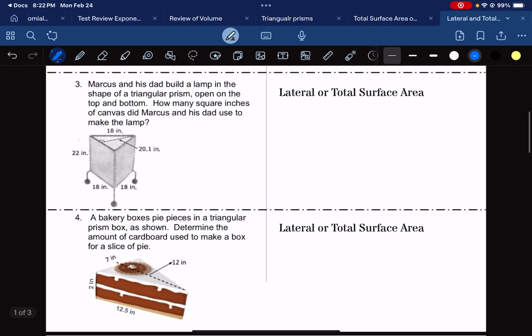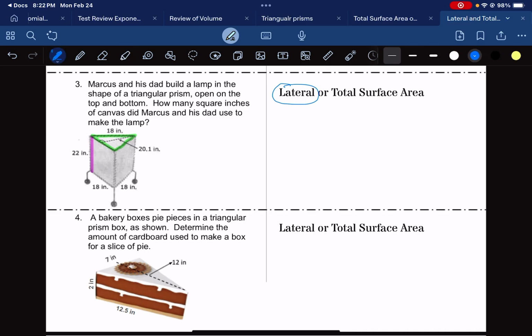Okay, Marcus's dad's building a lamp. On that lamp, he wants the light to be able to get out of it, so he's not going to have a bottom. It's also not going to have a top. So this one would be lateral. He just needs the fabric for the outside edge. Now, let's highlight our triangle. Our triangle is here. Okay, and the distance for my base, my height of my lamp, is going to be here.